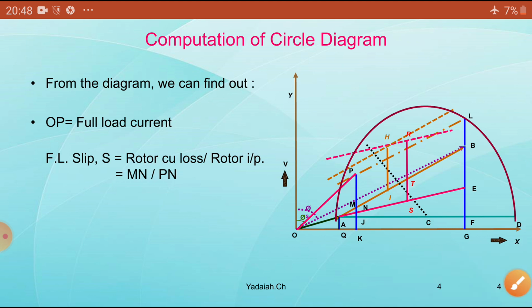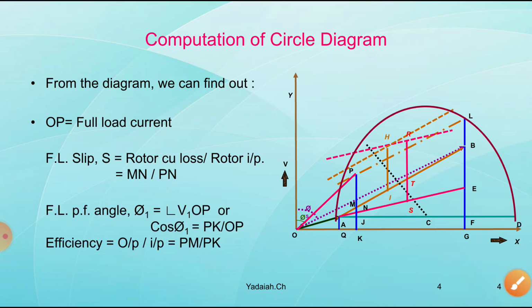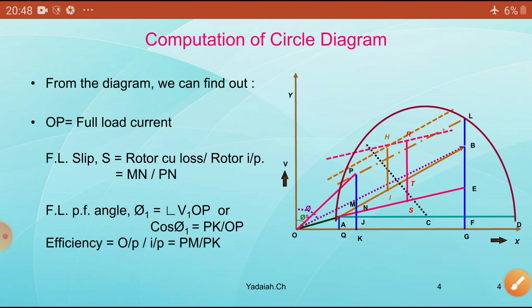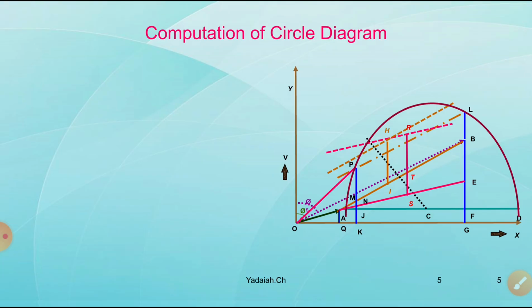Now the full load angle. The angle is easily calculated; this is the full load angle. At that full load condition, we can find the power factor. Then efficiency, which you already know. That is PM, from P to M, divided by PK. Total output by input, you are going to get the efficiency.